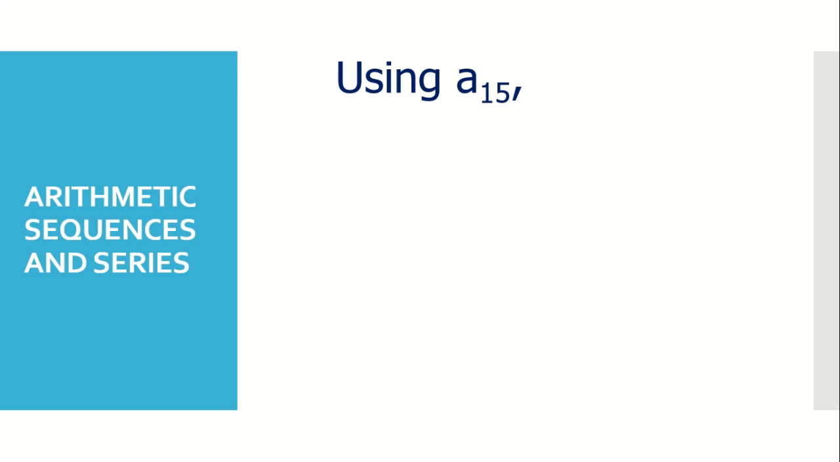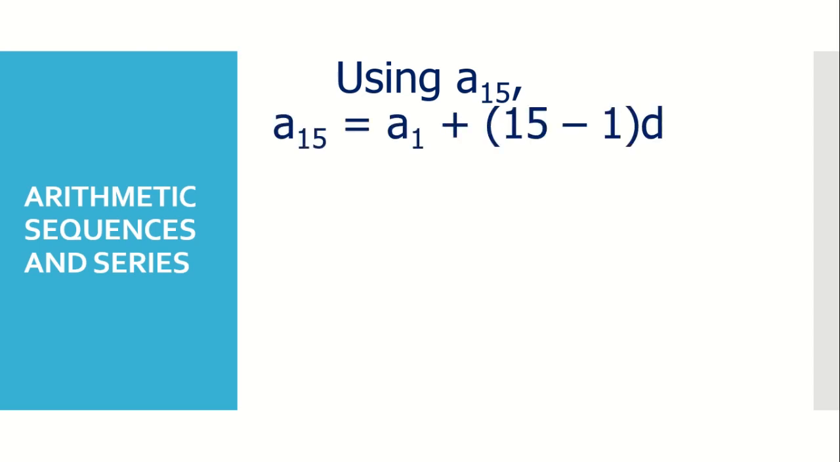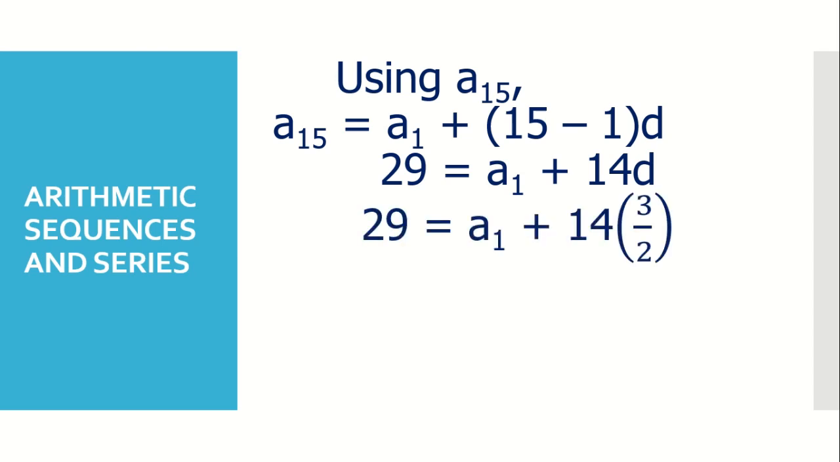Using the first equation for a sub 15, that is a sub 15 is equal to a sub 1 plus 15 minus 1 times D, we substitute first the value again of a sub 15, which is 29. Then simplify 15 minus 1, that is 14, multiplied by D is 14D. Using the obtained value of D, which is 3 halves, by substitution we'll have 29 is equal to a sub 1 plus 14 times 3 halves. Simplifying this equation, we will have 29 is equal to a sub 1 plus 21.